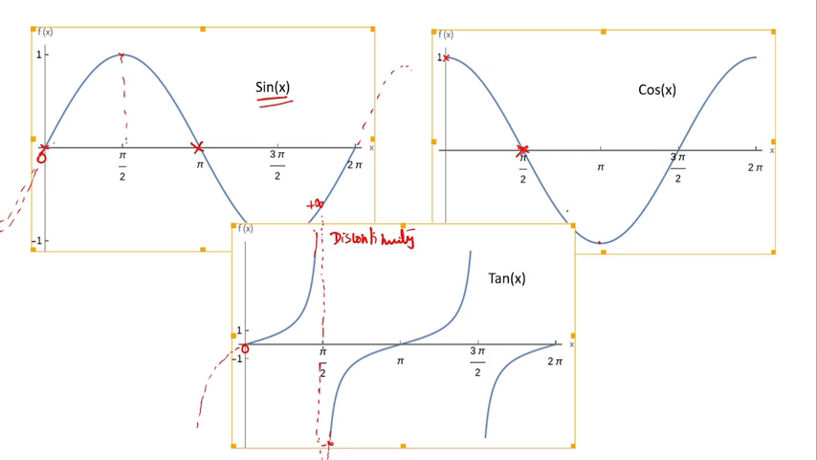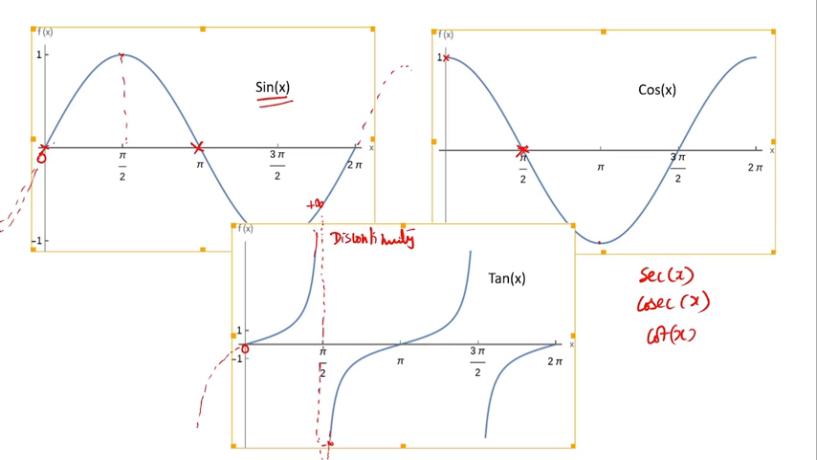Now, I'll expect you to use the Mathematica software or go to Wolfram Cloud and try to plot secant x, cosecant x, and cot x. Please plot these functions and see how these functions look. It will be quite interesting.